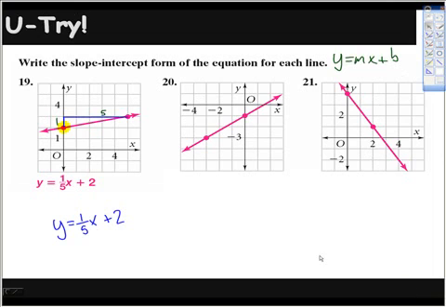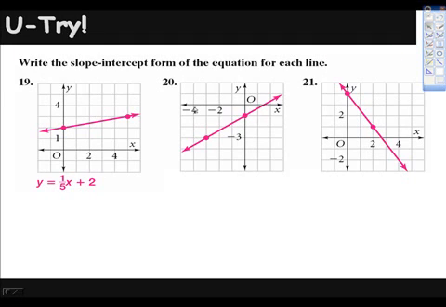Let's check that with what they want us to get. And notice y equals 1/5 x plus 2. Go ahead and pause the video here and you try the other two. And let's see how you do. Let's take a look at the next one here.